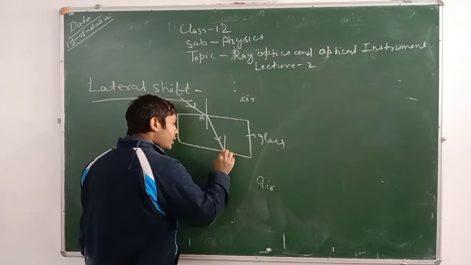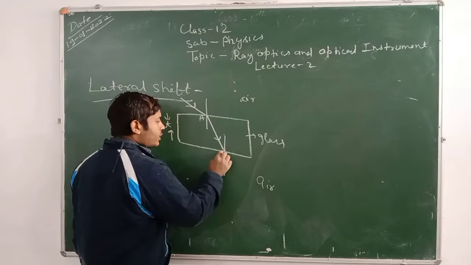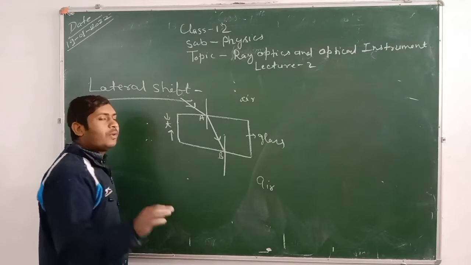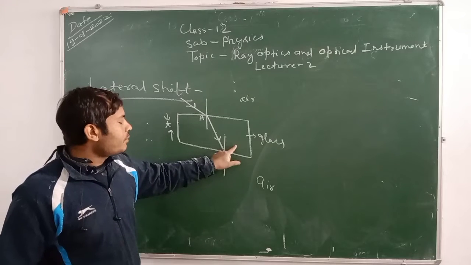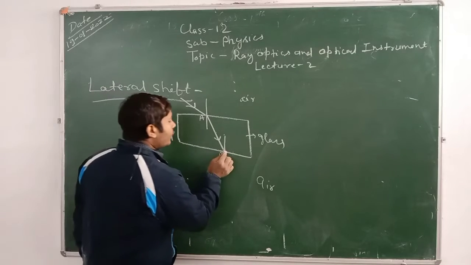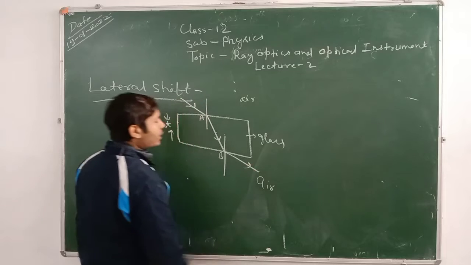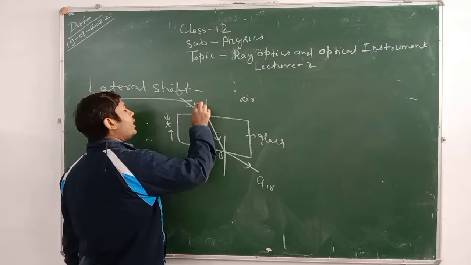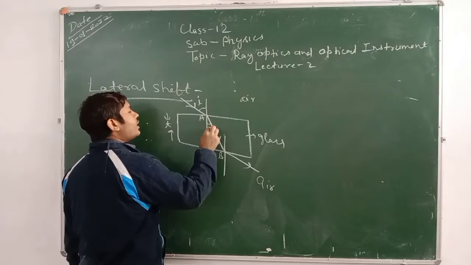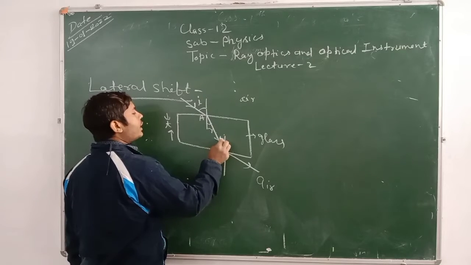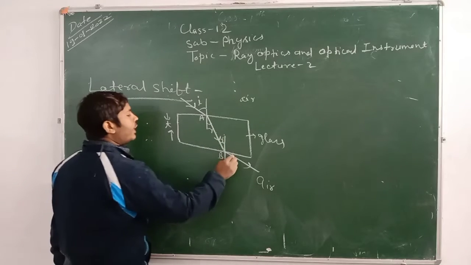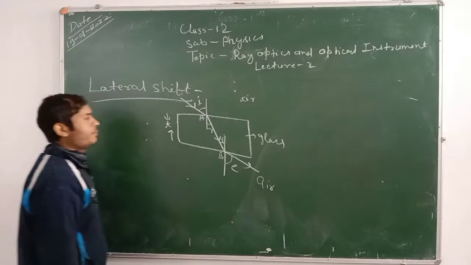When it is incident on the second surface at point B, and a ray of light is coming from a denser medium to a rarer medium, it will deviate away from the normal. This is angle of incidence I, this is angle of refraction R, so it will also be angle of refraction R, and this will be the angle of emergence.